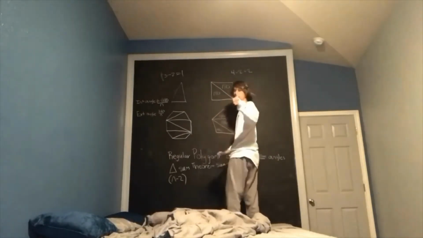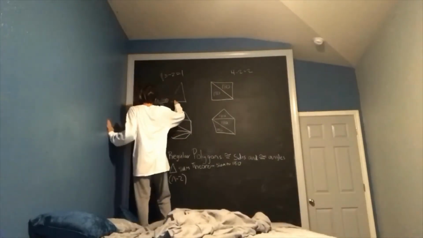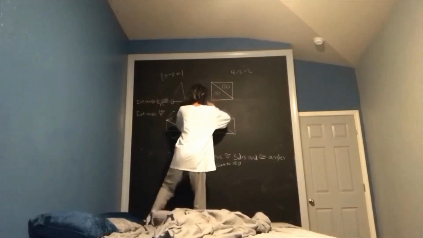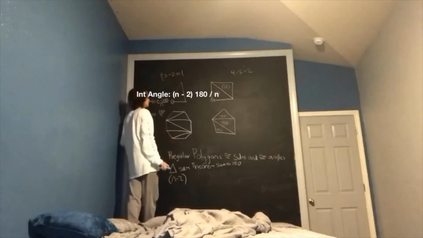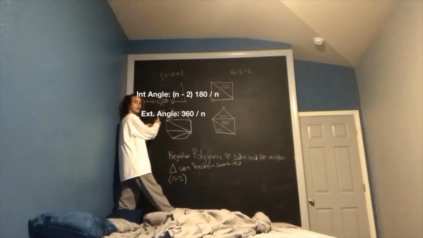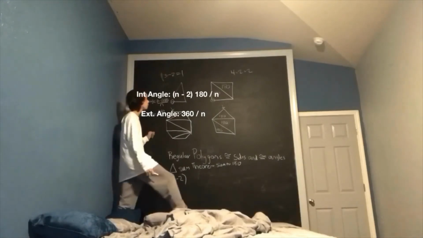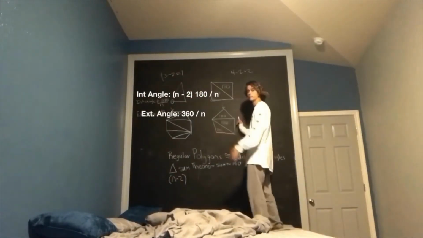And to find how many triangles are inside a polygon, all you have to do is n minus 2, with n being the number of sides. So to find the interior angles, which is what I'm circling, all you have to do is n minus 2 times 180 divided by n. And to find the exterior angles, all you have to do is 360 divided by n. And you can use that to help you find the sum of interior angles or exterior angles. And that's pretty much it.